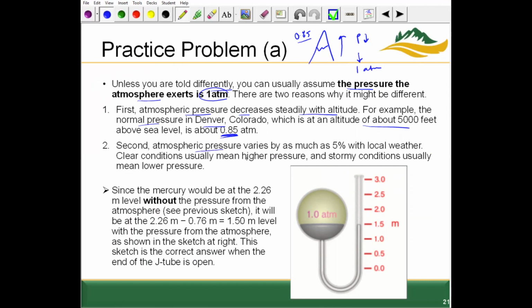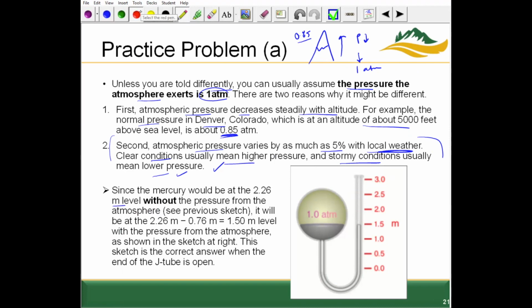Also, atmospheric pressure varies by as much as 5% with local weather. Clear conditions usually mean a higher pressure. Stormy conditions usually mean a lower pressure. So here's an interesting connection between chemistry and studying weather, in case you're interested in that connection with pressure.